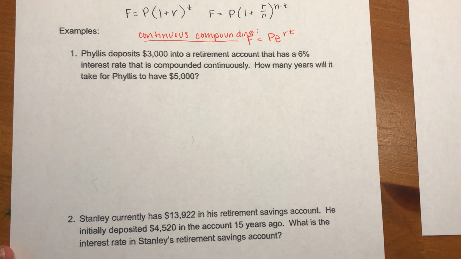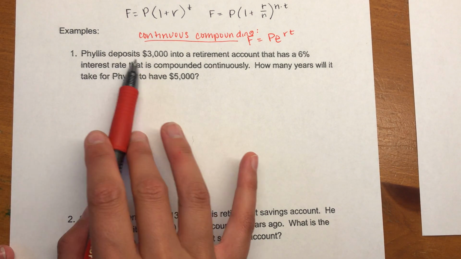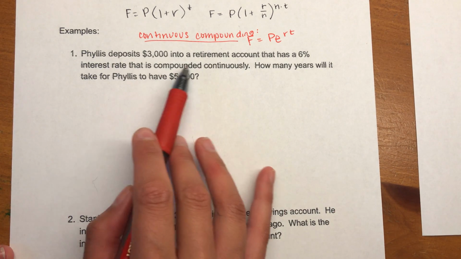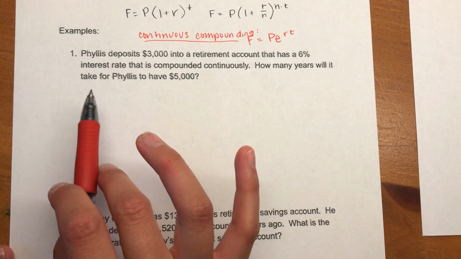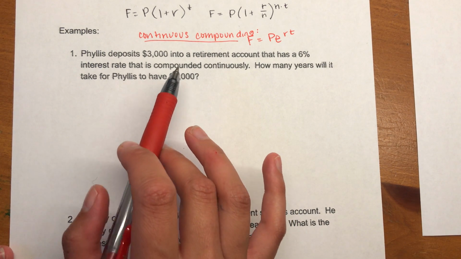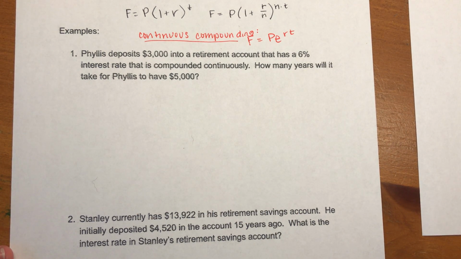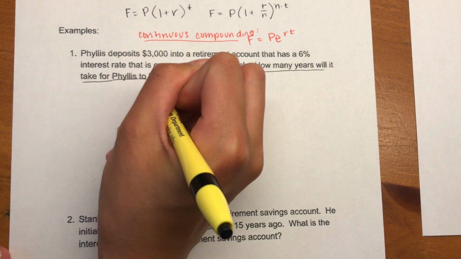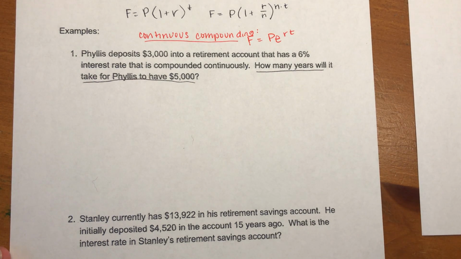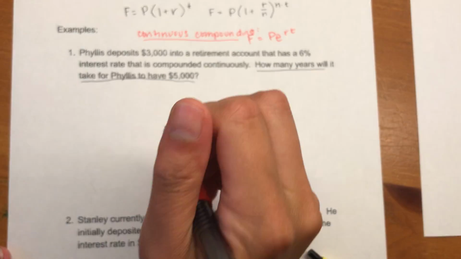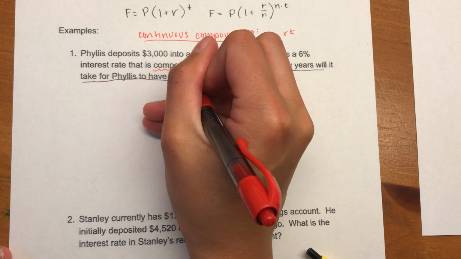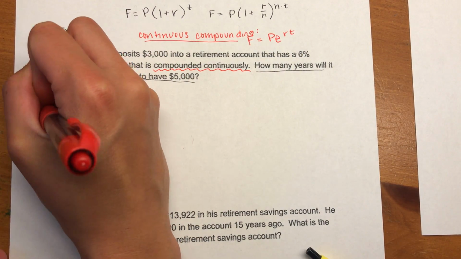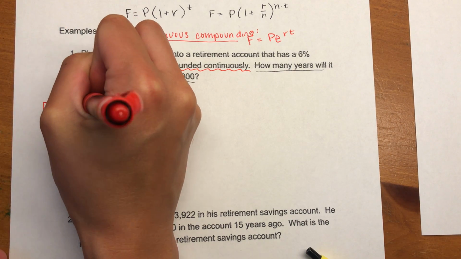So if we read example number 1: Phyllis deposits $3,000 into a retirement account that has a 6% interest rate that is compounded continuously. How many years will it take for Phyllis to have $5,000? We've got a couple things going on here. We want to figure out how many years it will take for Phyllis to have $5,000. And we have the key words here, compounded continuously. That tells us that we're going to be using the PERT formula.